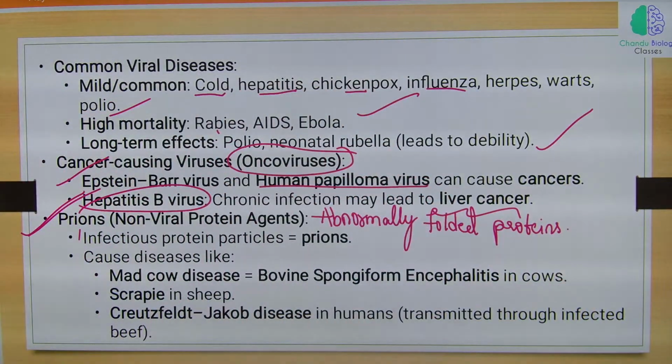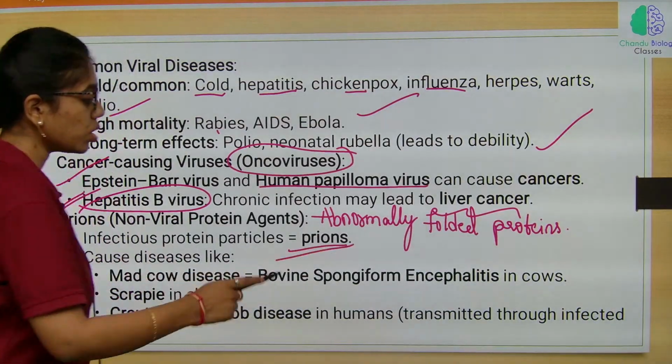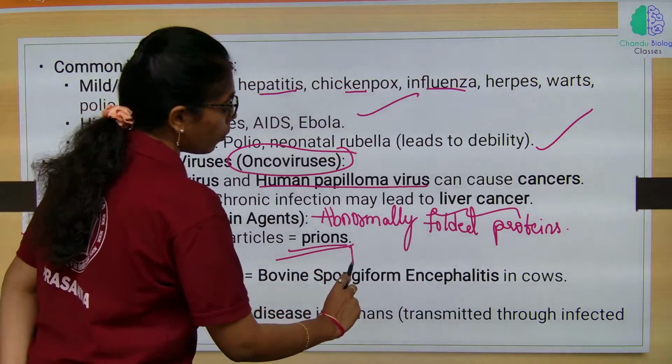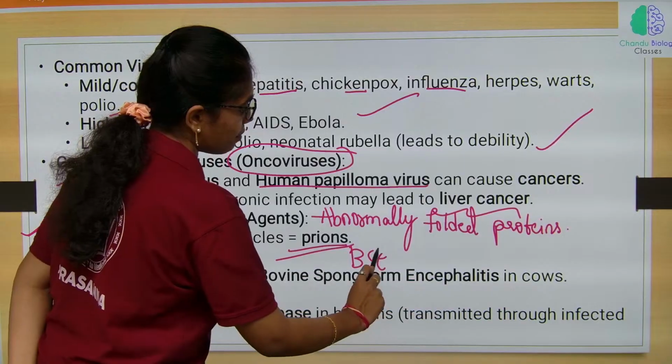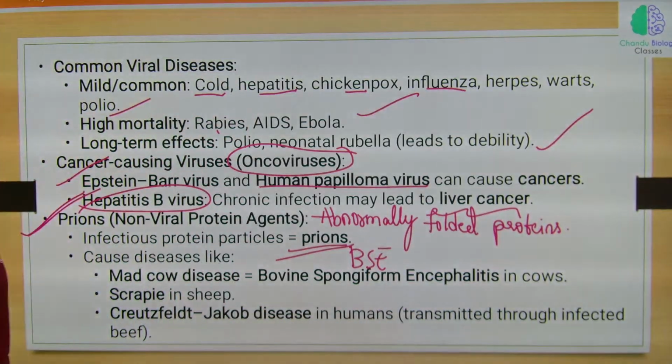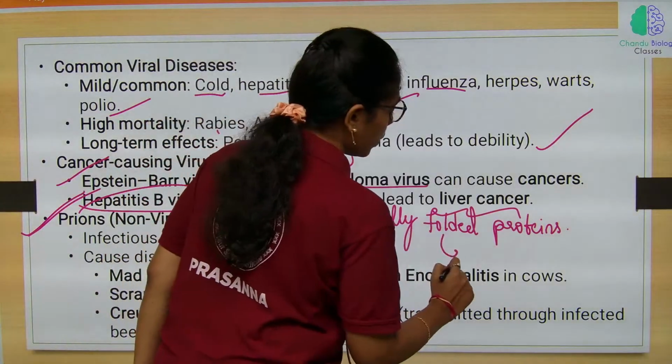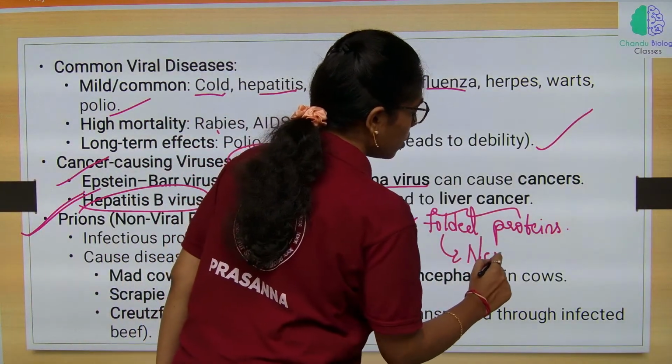Abnormally folded proteins, whereas infectious protein particles, these are the infectious protein particles, prions. The best examples for this: they cause diseases like mad cow disease, which is popularly known as bovine spongiform encephalopathy in cows. Their main target is the nervous system.